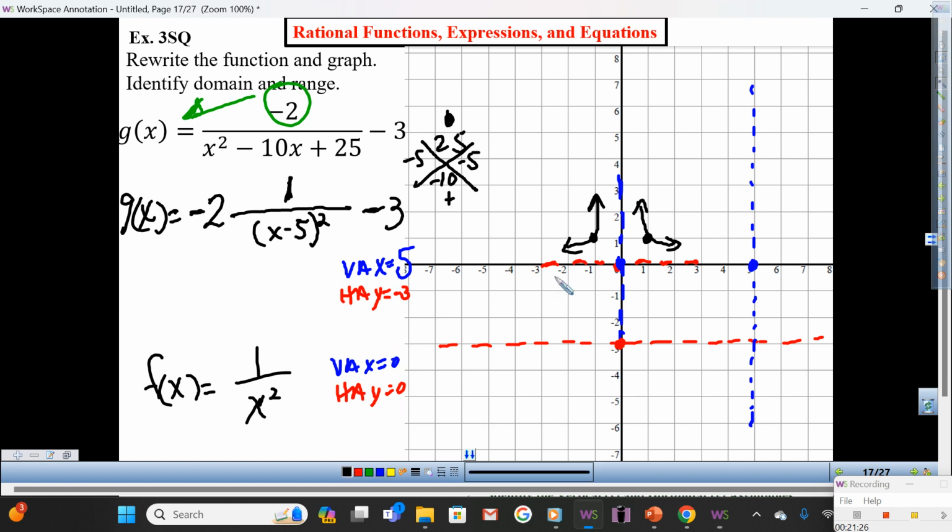So Martin, where will we move these to now that we have our new asymptotes? According to this, we will move it in which direction? 3 down and 5 to the right. Okay, so 5 to the right, 1, 2, 3, 4, 5. 3 down, 1, 2, 3. So this one here and that one there.